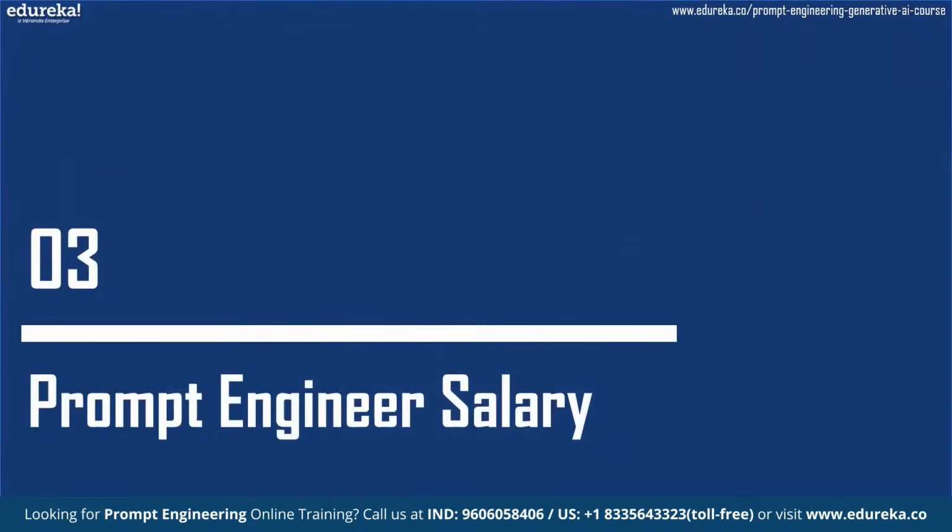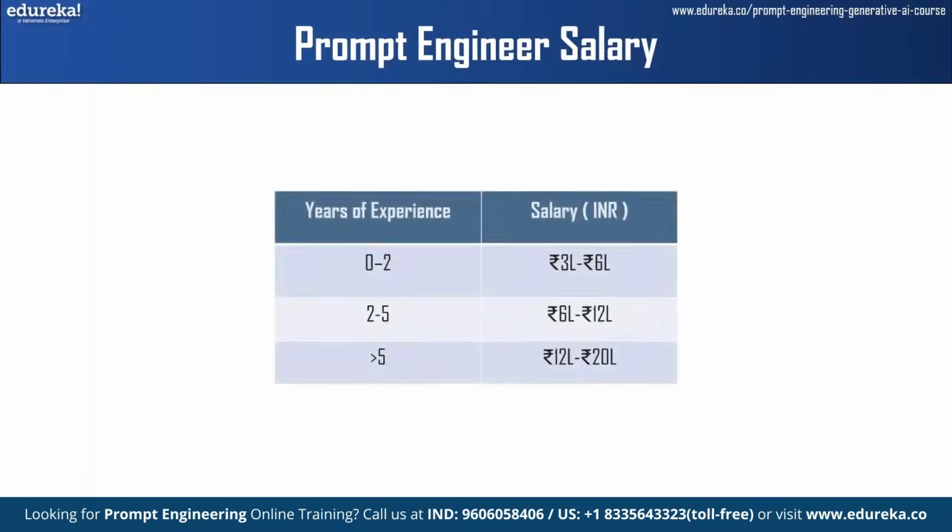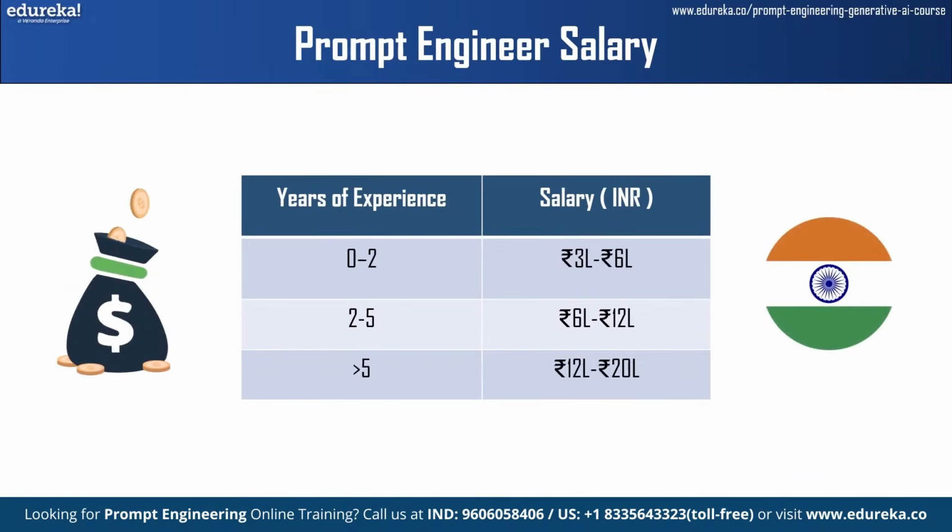Moving on to the prompt engineer's salary. In India, the annual salary range for an entry-level prompt engineer with 0 to 2 years of experience is between rupees 3 lakhs and rupees 6 lakhs. The annual salary range for a mid-level prompt engineer with 2 to 5 years of experience is rupees 6 lakhs to rupees 12 lakhs. The annual salary of a senior prompt engineer with 5 or more years of experience is between rupees 12 lakhs and 20 lakhs.